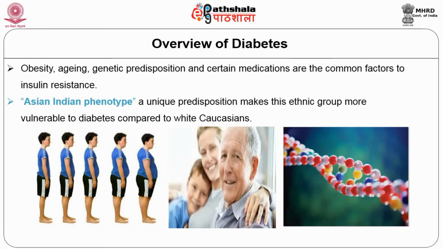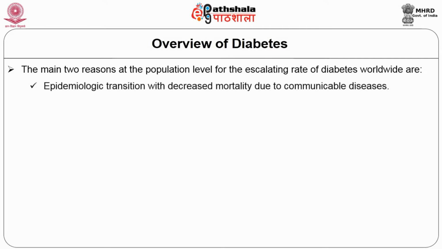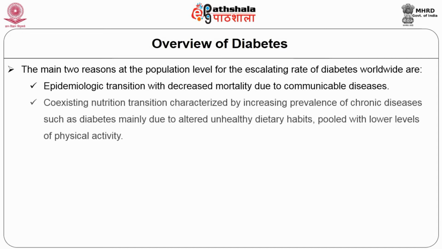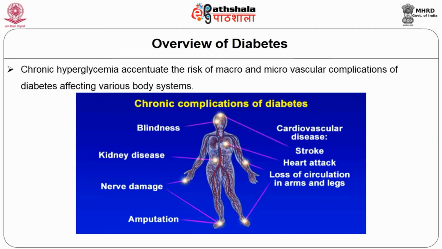The main two reasons at the population level for the escalating rate of diabetes worldwide are epidemiological transition, with decreased mortality due to communicable diseases, and coexisting nutrition transition, characterized by increasing prevalence of chronic diseases such as diabetes, mainly due to altered lifestyle like unhealthy dietary habits and low levels of physical activity. Chronic hyperglycemia accentuates the risk of macro and micro complications of diabetes affecting various body systems.